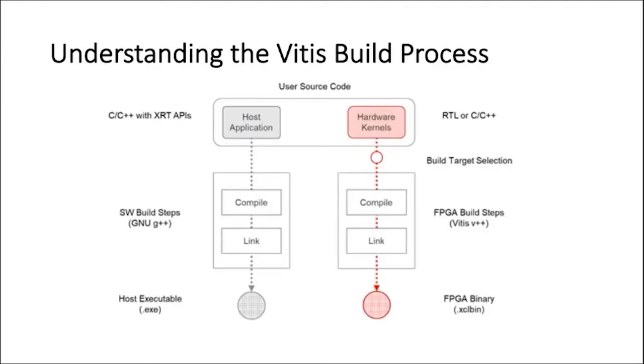And this is a build process. For the host application, we will use the G++ compiler to compile the C code into a host executable file, just like C programming. And for the FPGA kernel, we will write HLS or RTL, and we will use Vitis, their self-developed V++ compiler, and it will compile to the FPGA binary. And this FPGA binary will run on our FPGA board.